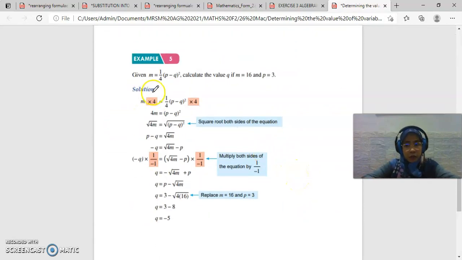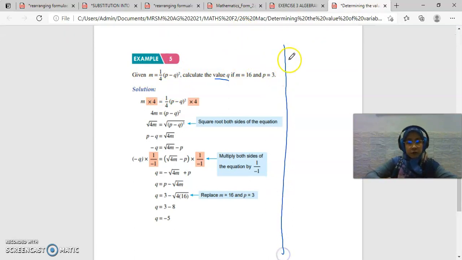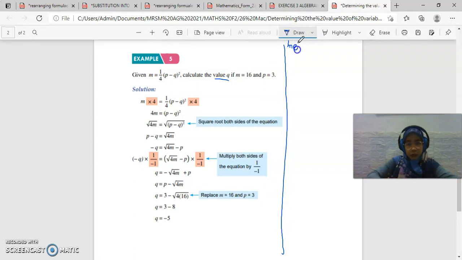Okay, so we go to the next example. Given that m is equal to 1 over 4 (p minus q square), calculate the value of q if m equal to 16 and p is equal to 3. Okay, so we want the value of q. Either we rearrange first or we substitute the value. So method 1, I go to my own method: m equal to 1 over 4 (p minus q square).